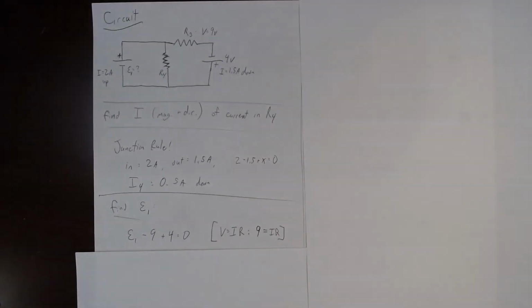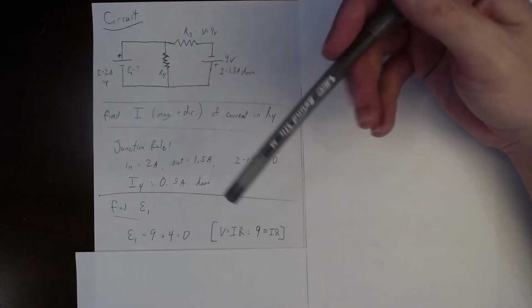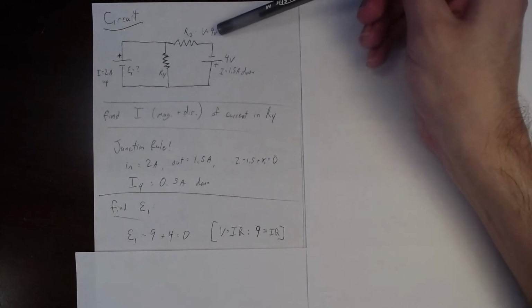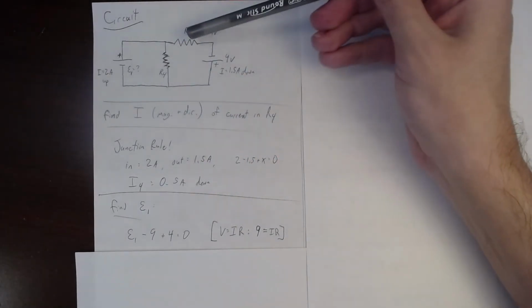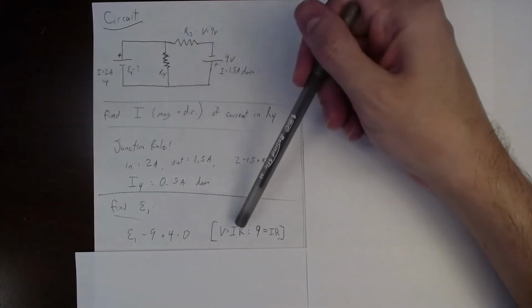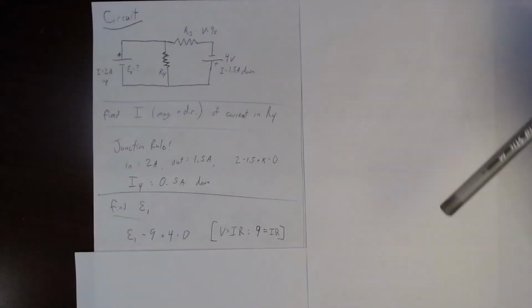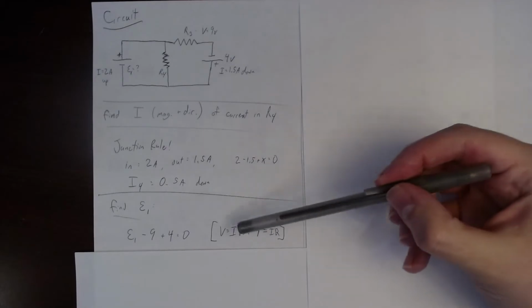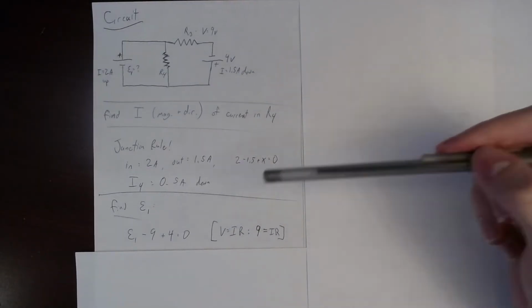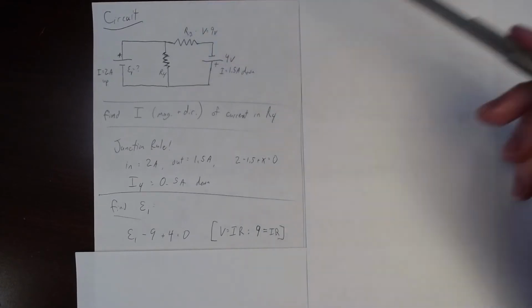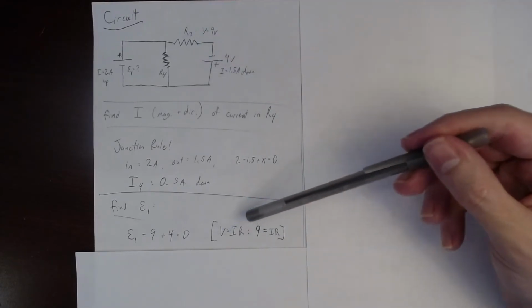And then we go across that battery the correct way, and the rule for that is we have to add. I should have said, the 9 volts here, we usually replace it with IR. Whenever we go across a resistor, we replace the resistor with IR. But we know I, 1.5 amps, but we don't know R for that. But we do know I times R.